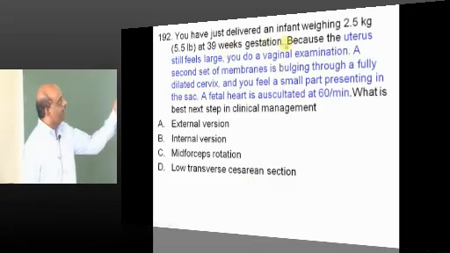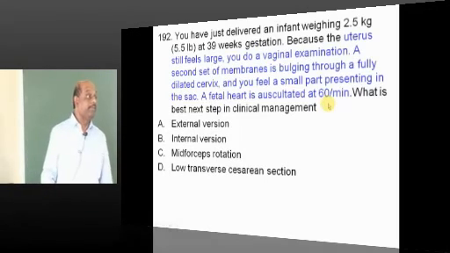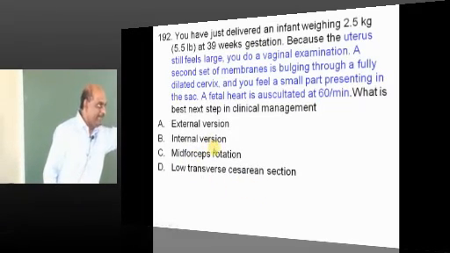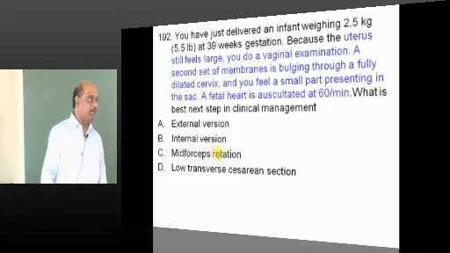60 per minute is sufficient to say it is in distress. So why waste time with LSCS? Go for mid forceps. Internal version. Internal version is the only indication for second twin delivery in obstetrics. Correct. And mid-forceps is not used these days, it is contraindicated. That is agreeable, I think.